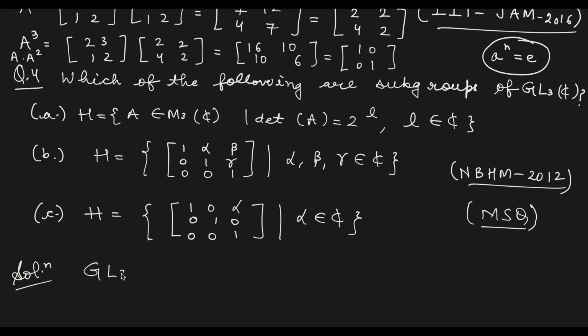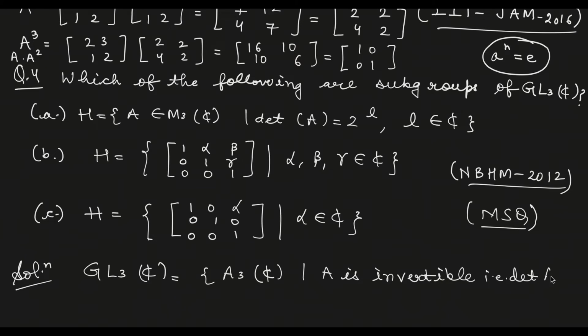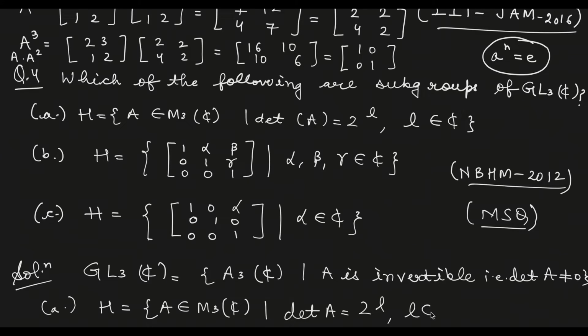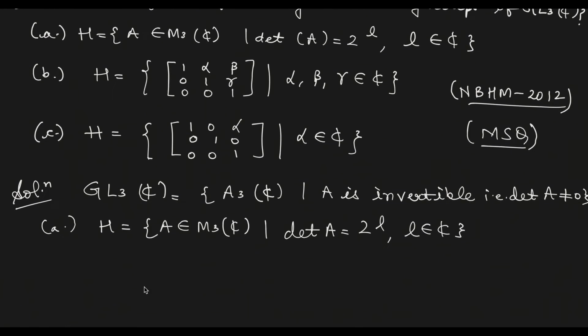So GL3C is the set of 3x3 matrices with entries from complex numbers such that A is invertible, meaning the determinant of A is non-zero. Part A: H is equal to the set of A belonging to M3C such that the determinant of A is equal to 2 to the power L, L belongs to complex numbers. So let A, B belong to H. Here I am applying the one step test.